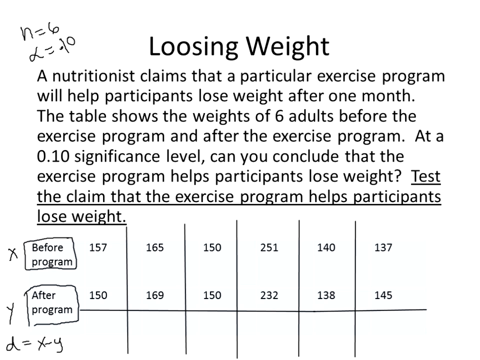Okay, so you have some differences there for us, good. So we have 7, -4, 0, 19, 2, and is that a positive 8 or a negative 8? Okay, good. Thank you for calculating that out. Let me copy it down. So these are your differences. And again, it's just by taking X minus Y. So if you take the before minus the after, that's how you come up with these numbers.